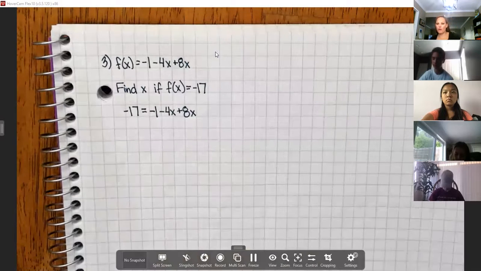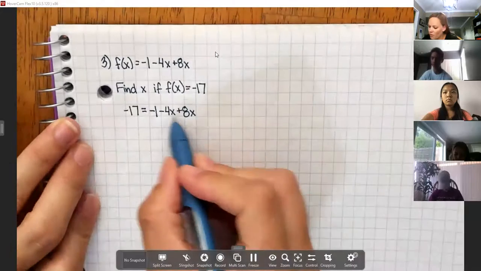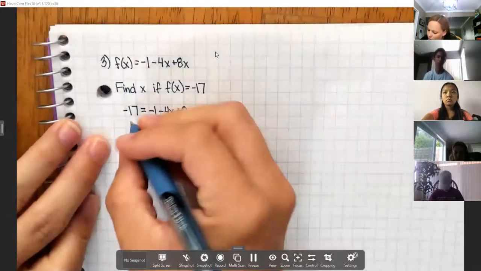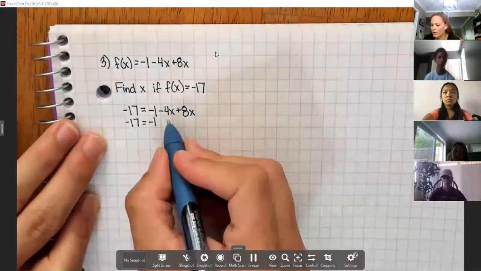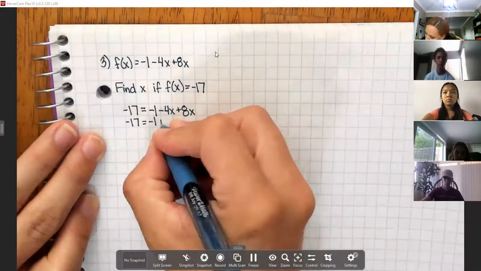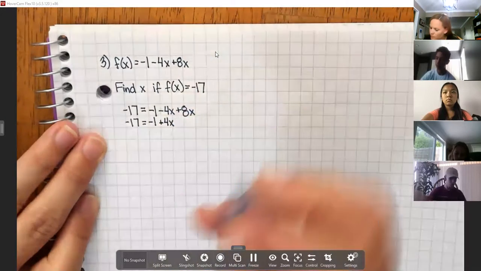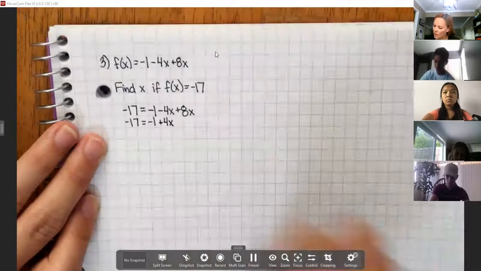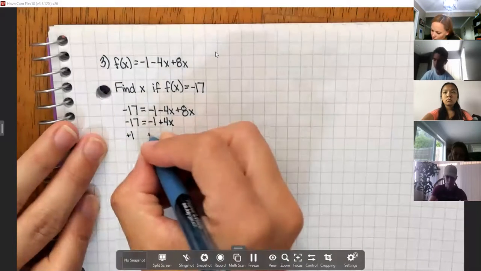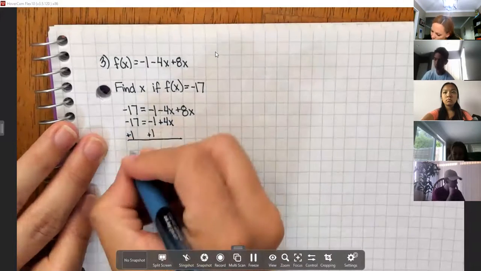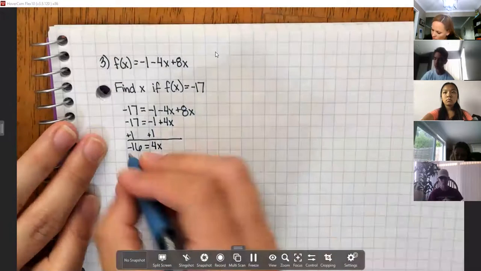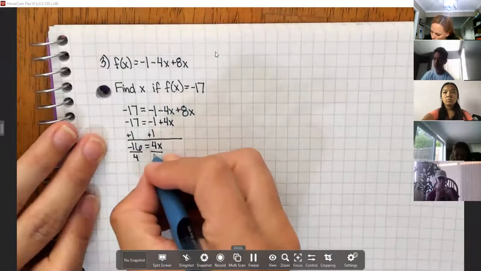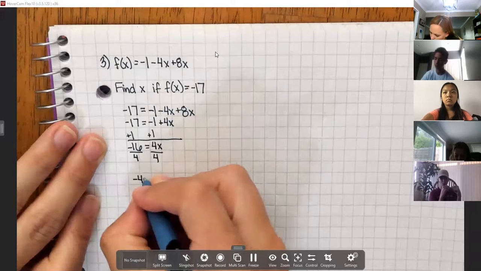And then, depending on how you solve this, some of you might add 1 first, some of you might combine your like terms first. Personally, I'd combine my like terms. -4x plus 8x, I get plus 4x. Add 1 to both sides. -16 equals 4x. Divide by 4. -4 is equal to x.